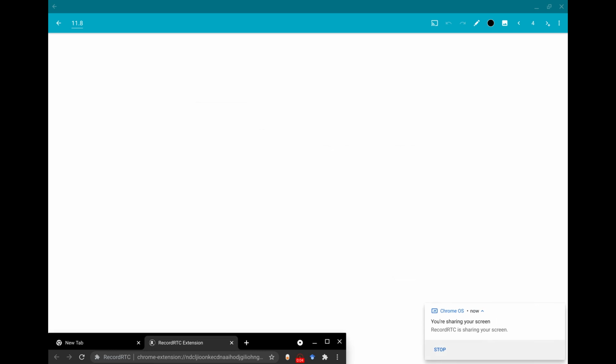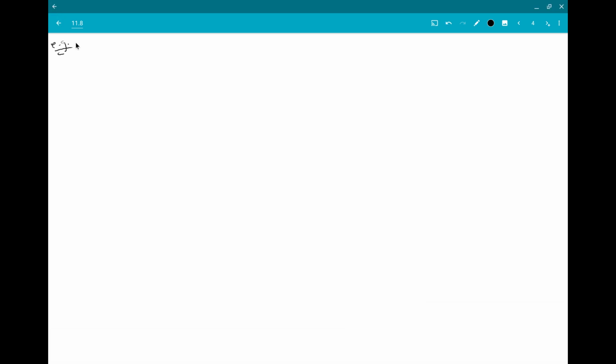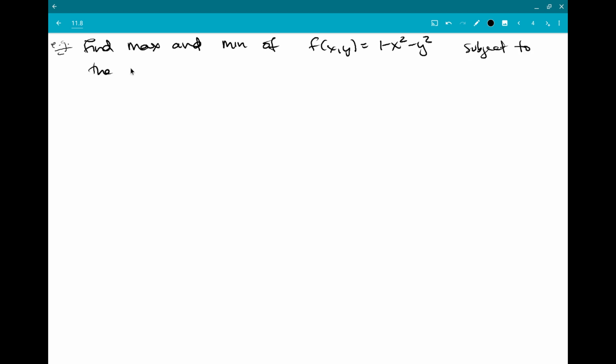Okay, so the example we're going to start off with is going to be, let's see. We're going to find the max and min of f of x, y equal to 1 minus x squared minus y squared, subject to the constraint x plus y equals 1.